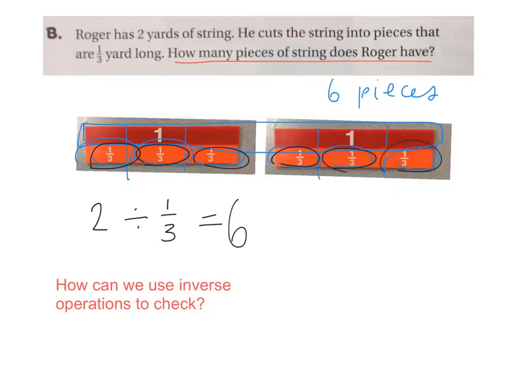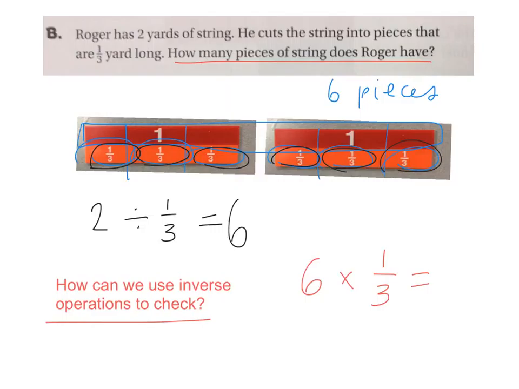Now, of course, we have to figure out how can I use inverse operations to check. Go ahead and write an inverse operation math sentence right under where you did this work in your math notebook to see if you can check to see if you have the right answer. In order to use the inverse operation to check, I would do 6 times 1/3. Now, how can I do 6 times 1/3? What do I need to do?